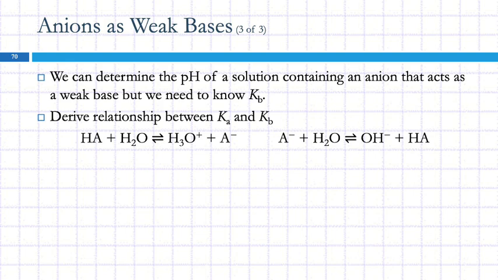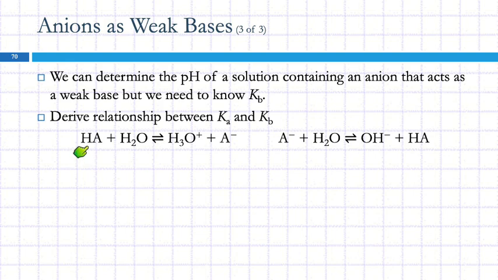So we can determine the pH of a solution that has an anion that acts as a weak base, but in order to do that, we need to know what the base ionization constant is, Kb. So there is a relationship between Ka and Kb. I'm going to derive it for you, but you don't need to know how to do the derivation.